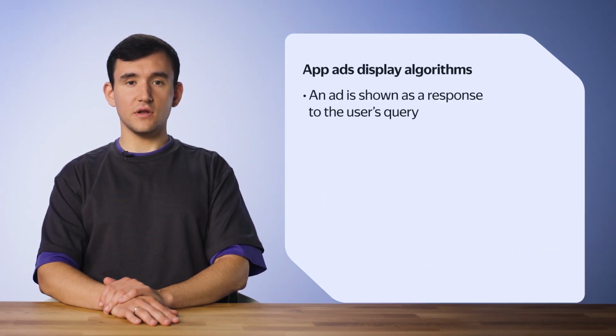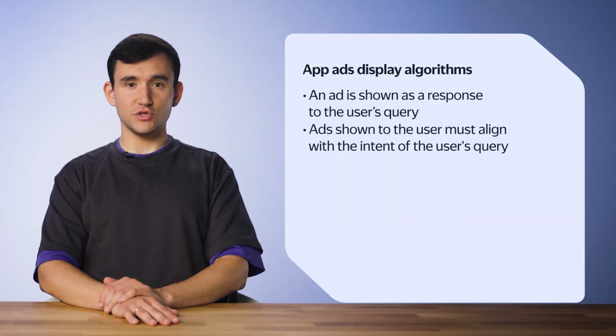Let's examine this process in more detail. In Yandex Search, we always show ads according to the following algorithm. First, the user enters a search query, and only then can we show them an ad as a response to that query. In other words, in Yandex Search, we always link ads to specific search queries. The ads that we show to the user must be relevant, meaning they must align with the intent of the user's query.